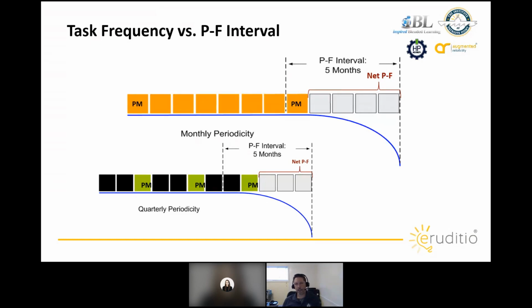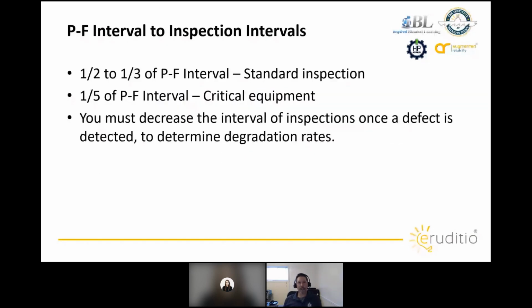Now there's some other things we can do with some data. Typically, if it's a standard inspection, so not a critical piece of equipment, we are going to want to inspect at 1/2 to 1/3 of the PF interval. So if we establish that for that bearing using vibration, we have 3 months from when it'll start to make a little vibration to when it fails, we will generally want to inspect every 4 to 6 weeks, right? Because that's a standard piece of equipment.